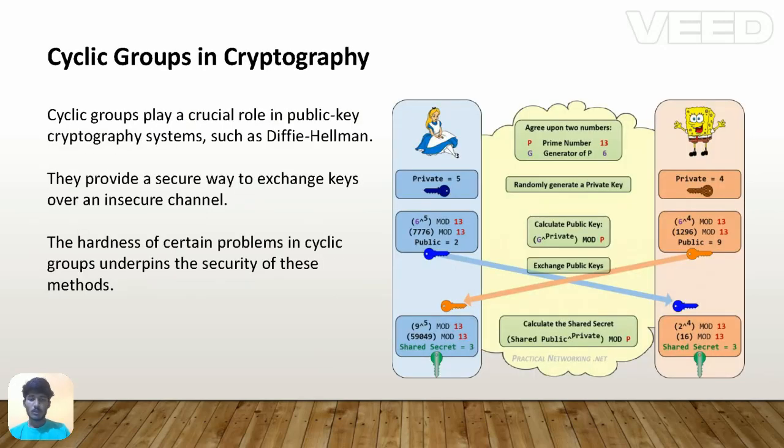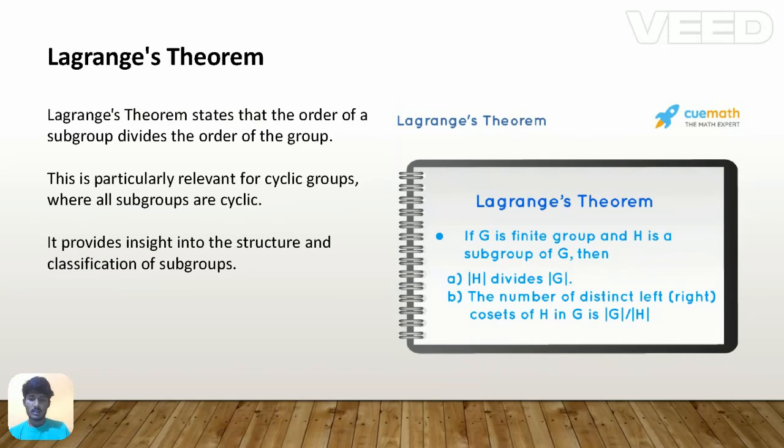Cyclic groups in cryptography. Cyclic groups play a crucial role in public key cryptography systems such as Diffie-Hellman. They provide a secure way to exchange keys over an insecure channel. The hardness of certain problems in cyclic groups underpins the security of these methods.